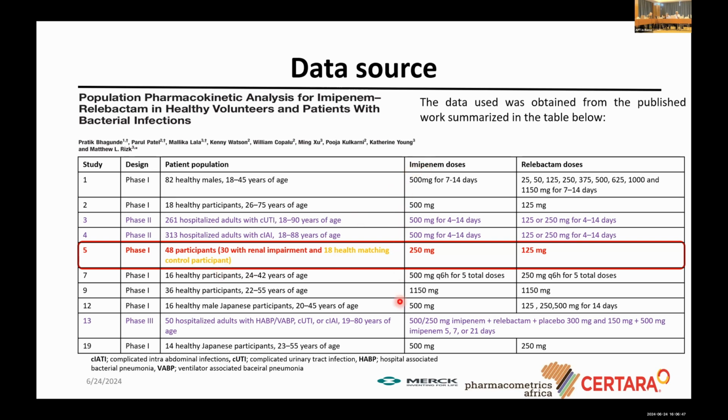And in most instances, the imipenem was on a fixed dose combination, whereas the relebactam had varying doses given to the participants. So our main aim with these different studies is for us to create 5 different scenarios that would be the studies here in combination or alone, with the exclusion of study 5 that has the renal impairment. Study 5 will be our reference study, in that our main aim is to see if we can have a virtual PK model that might have similar characteristics with these 18 healthy matching controls.